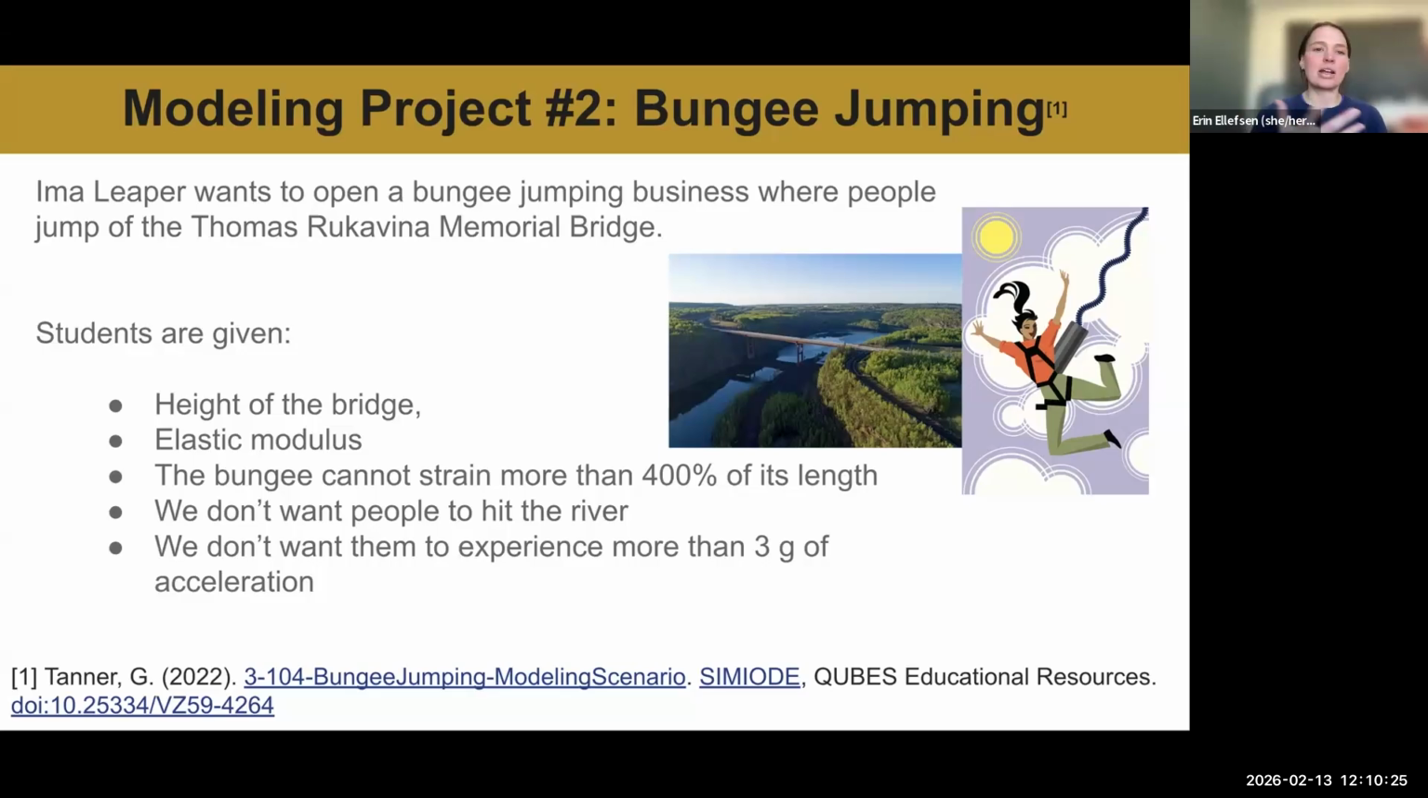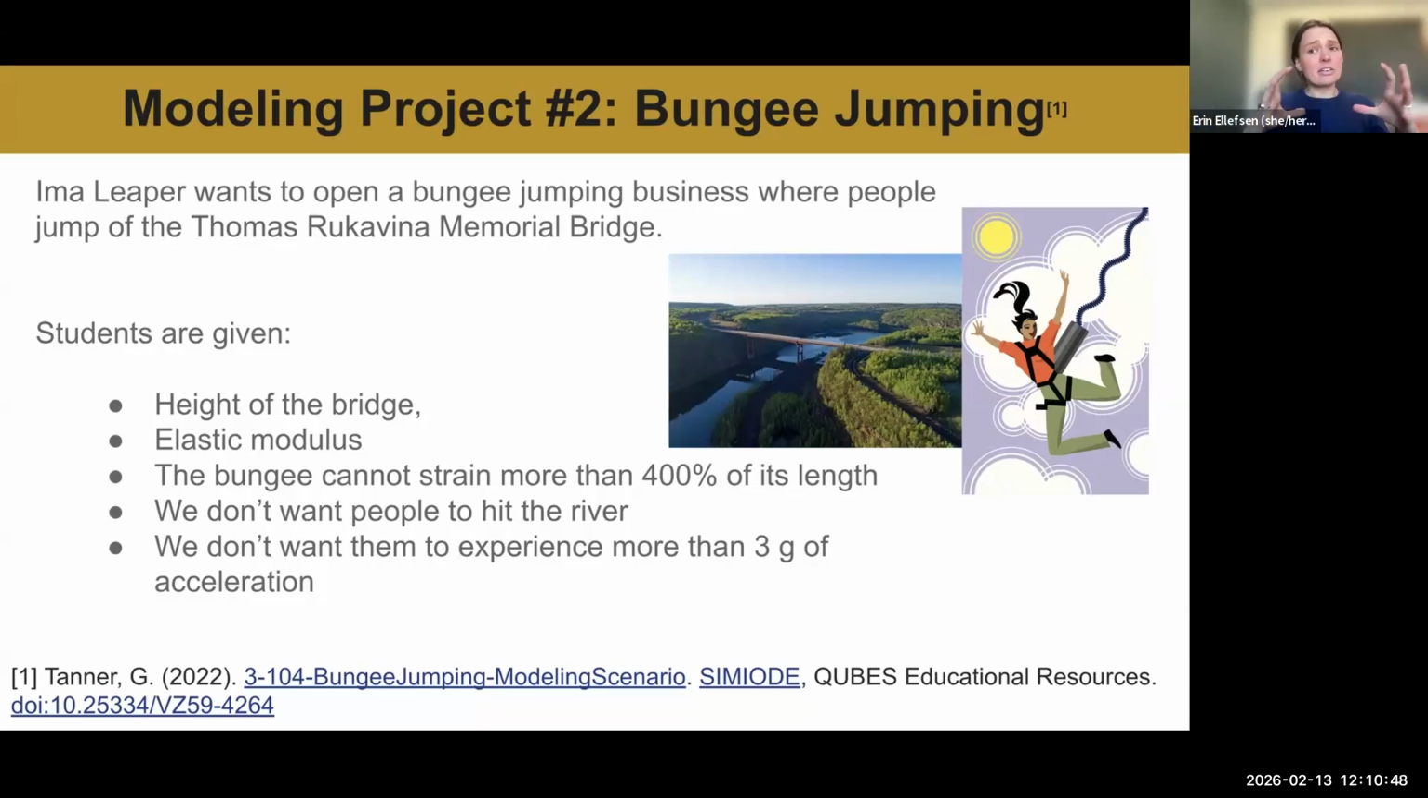And this is during harmonic oscillators, so they're really familiar with the differential equations they're using. And they're given the height of the bridge and some information about the bungees and some safety measures. We don't want the people to hit the river. We don't want them to experience any negative effects from acceleration. We don't want the bungee to stretch too much.